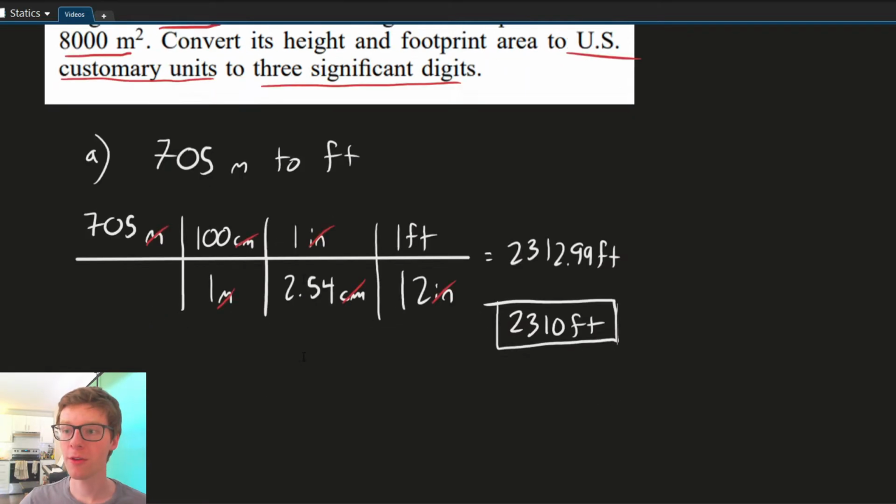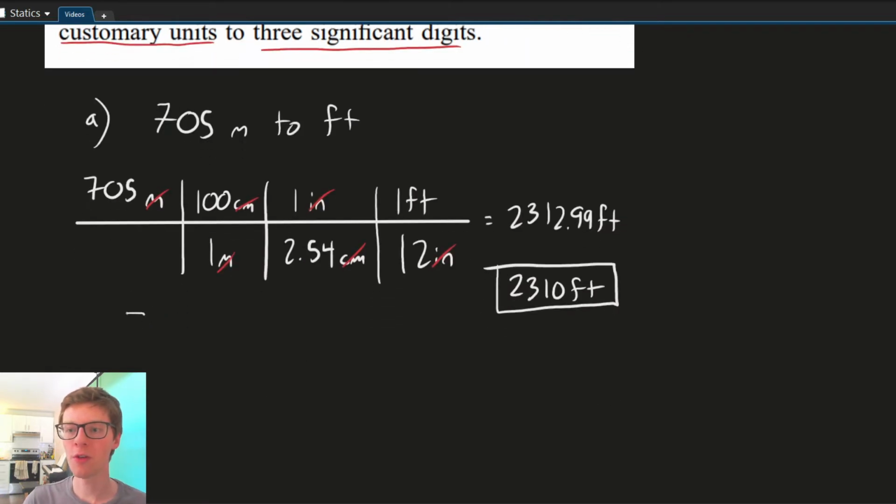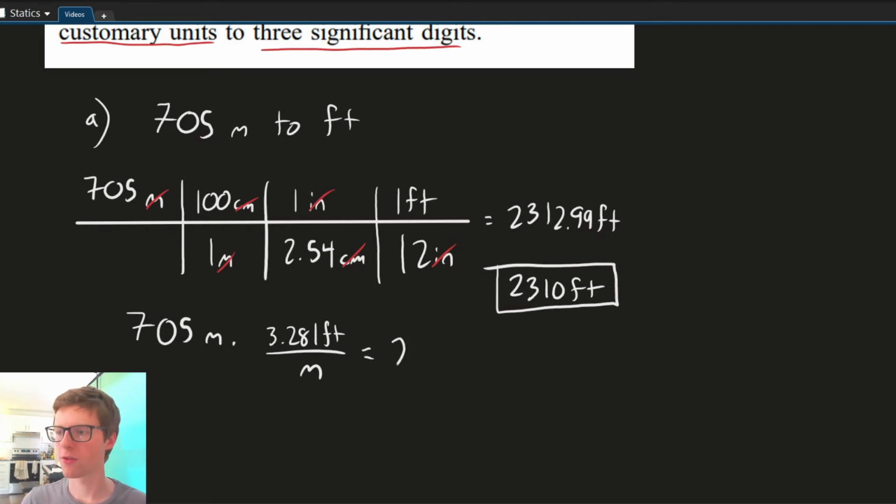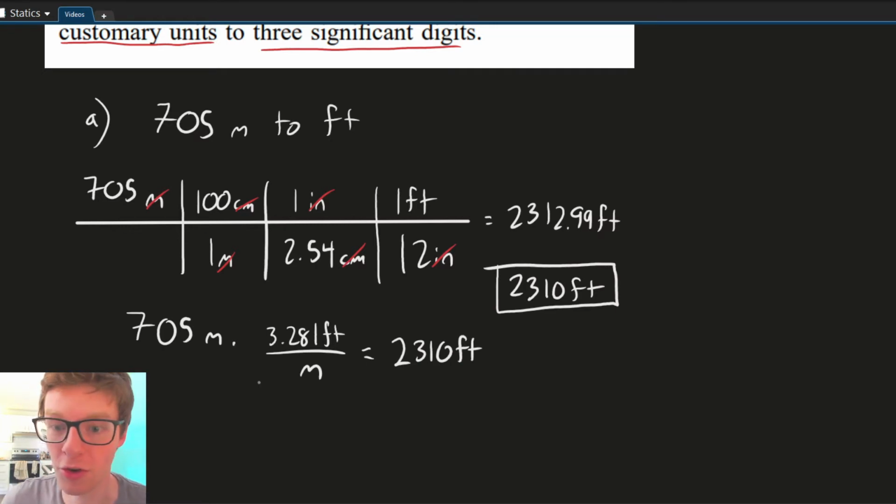The fast way to do it is to Google that the conversion between meters to feet is going to be 3.281 feet per meter. So if we do that, then we'll get the exact same answer of 2,310 feet.